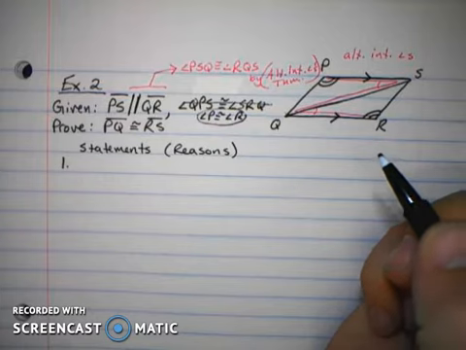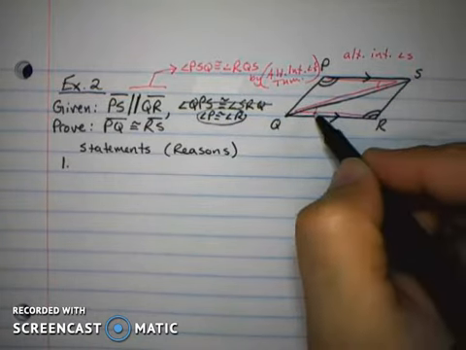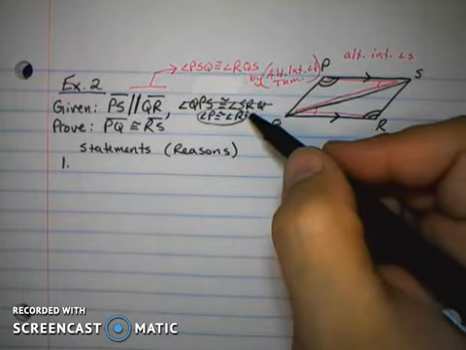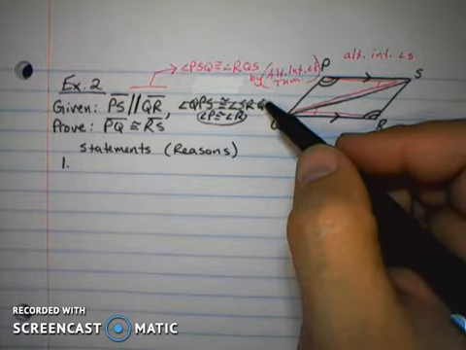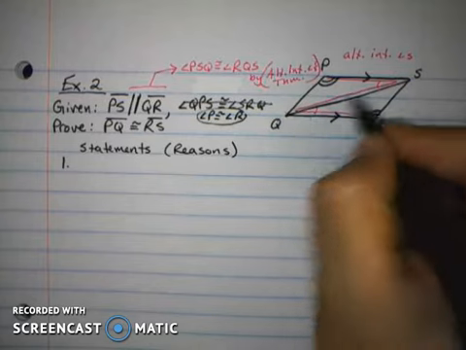Okay? And so I have congruent angles here and here. I have another pair of congruent angles because of the alternate interior angles theorem. And that's all the given information. But we also know that they share side QS. And so there's a pair of congruent sides.